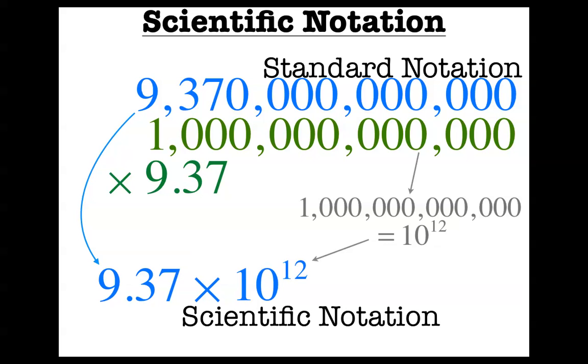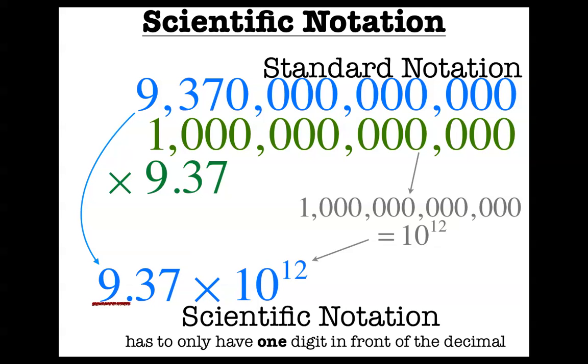All right, here's what else you need to know about this. The rule for scientific notation is you can only have 1 digit in front of the decimal. So we're not going to take the 9 and the 3 and the 7 and make it 93.7 or 937 or 0.937. We're going to put the decimal right between the 9 and the 3 because you're only supposed to have 1 digit in front of that decimal place. Okay?